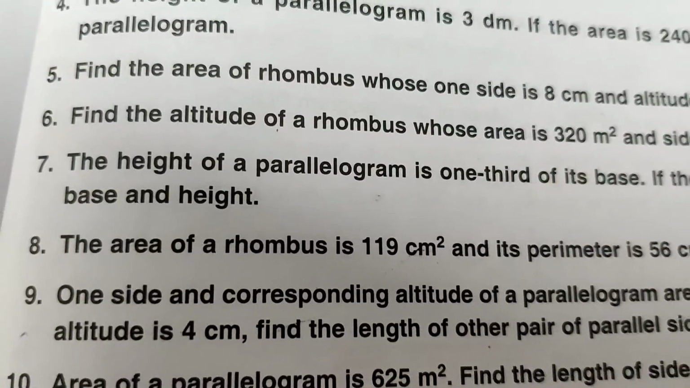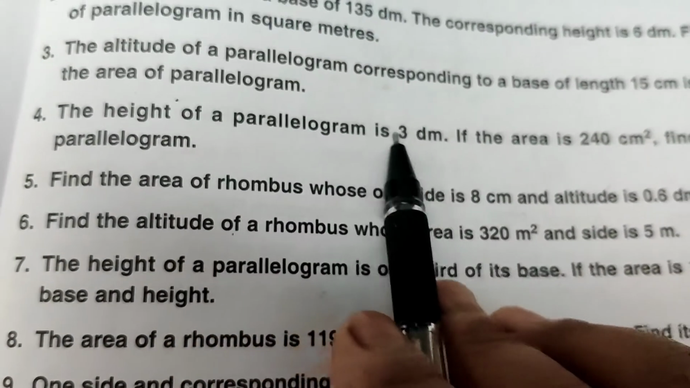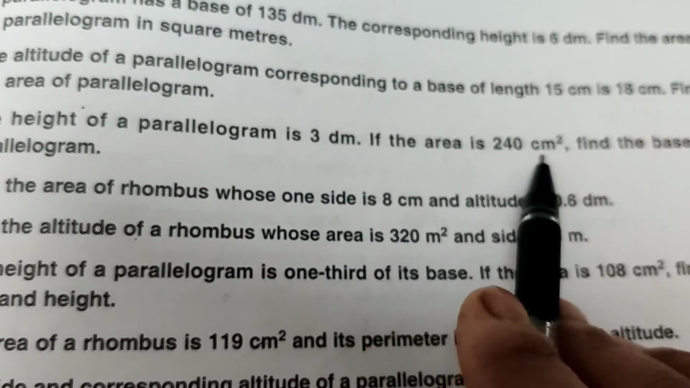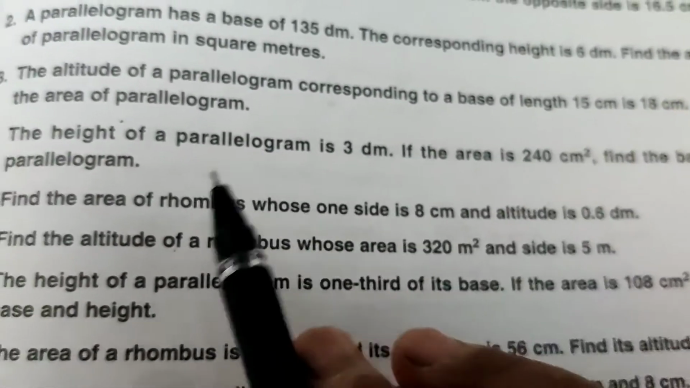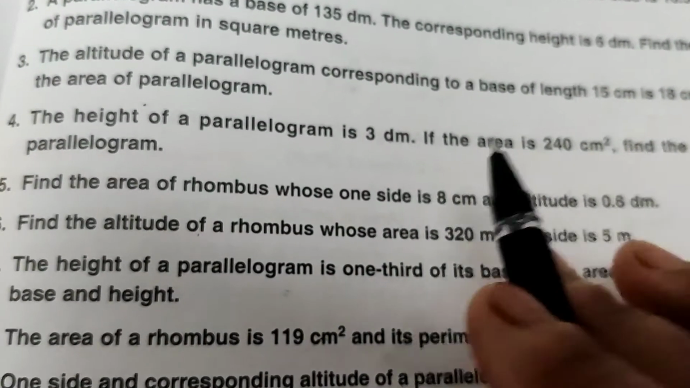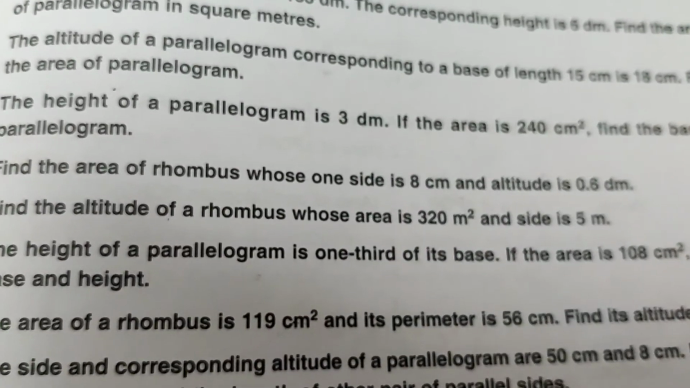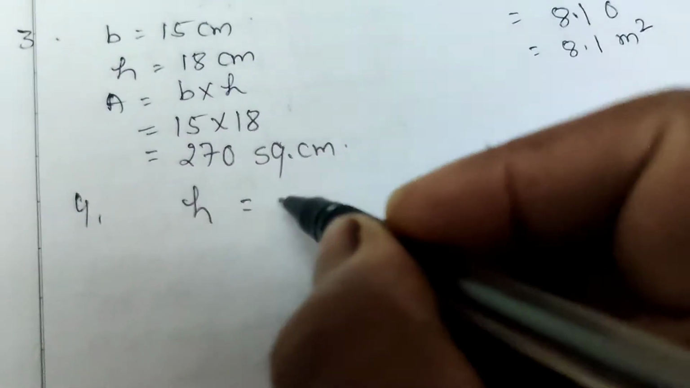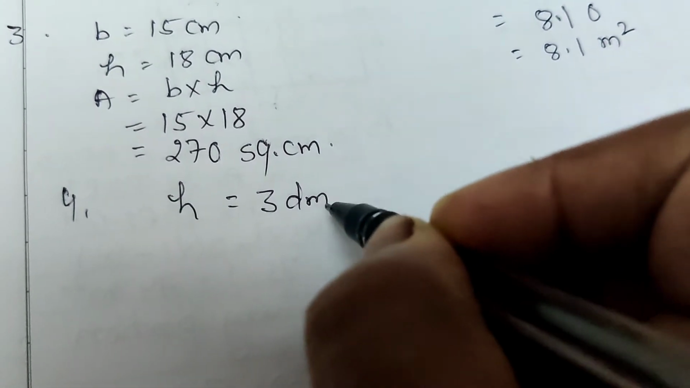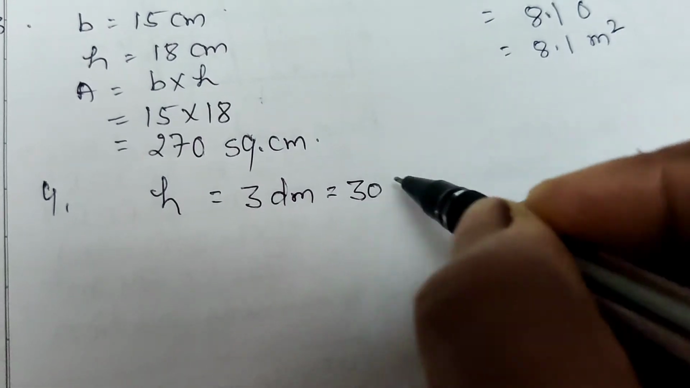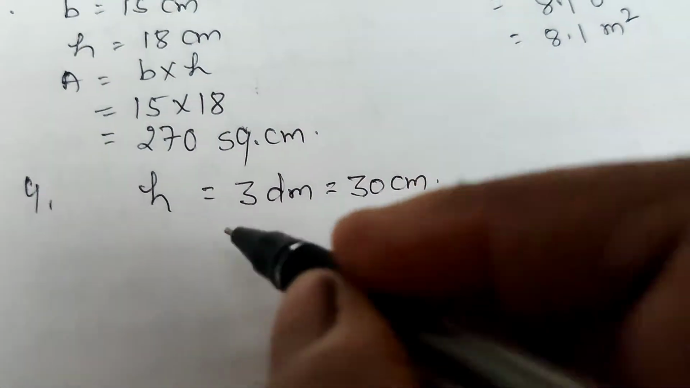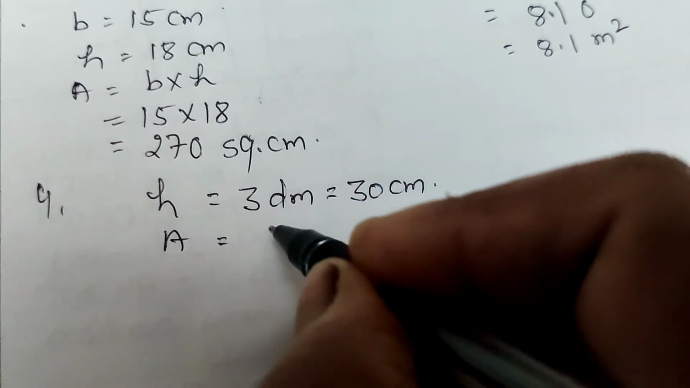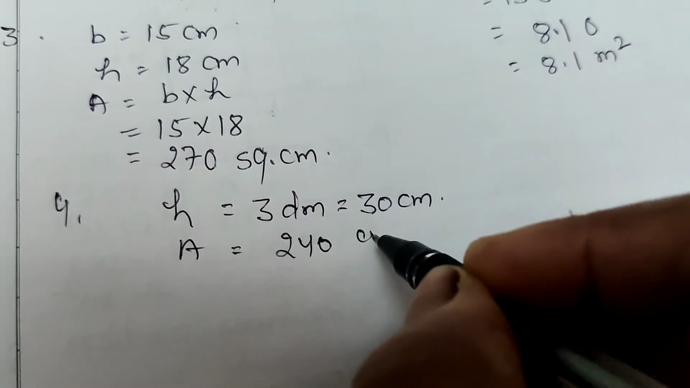Question number 4. The height of parallelogram is 3 dm. Area is 240 centimeter square. Find the base of the parallelogram. Height 3 dm, area 240 centimeter square. Height is 3 dm. 3 dm means 1 dm equal to 10 centimeters, means 30 centimeter.